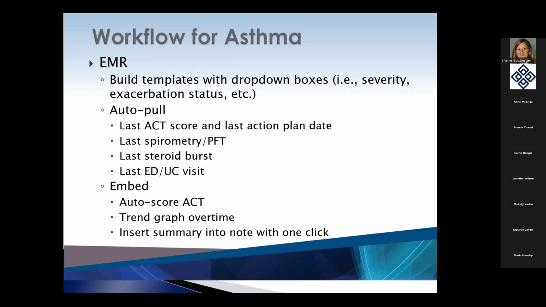And then what can our EMR do? Build templates with drop-down boxes for severity. Auto pull in the last ACT score and the date, last spirometry and PFT, last steroid burst. Anything that we can do that gives the provider the information they need. Can we embed and auto score that ACT? Can we trend it over time, graph it out? And then can we insert a summary into the note with one click based upon some of these things that the provider wants to look at? So we've got pre-visit planning, we've got huddling, and then you've got EMR, all related to the workflow.